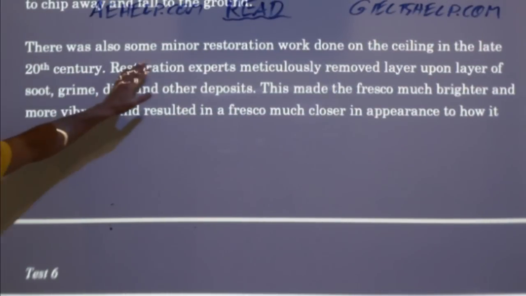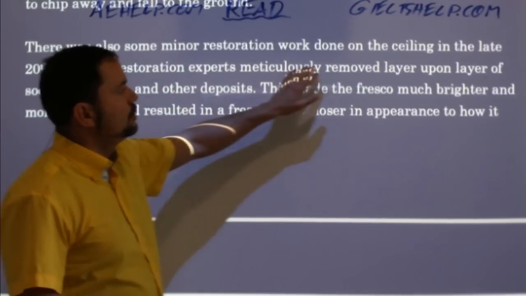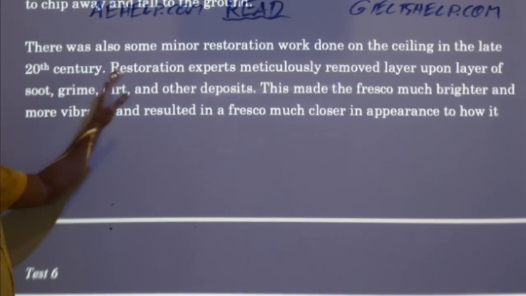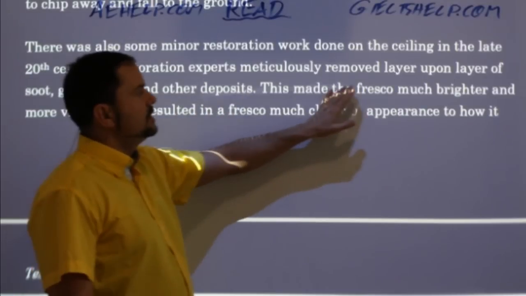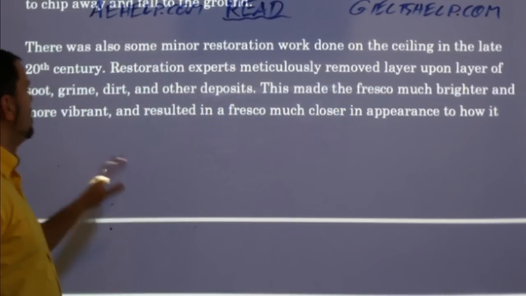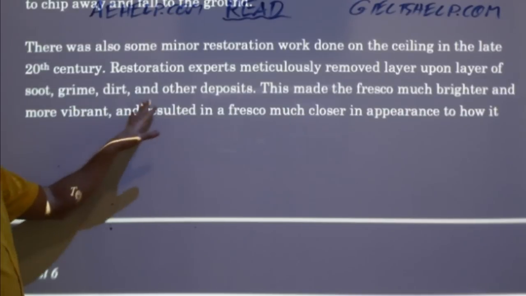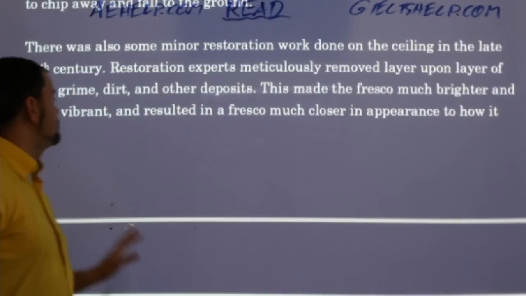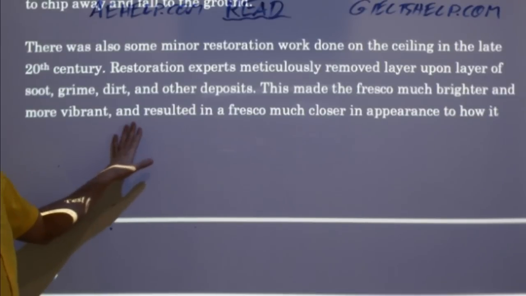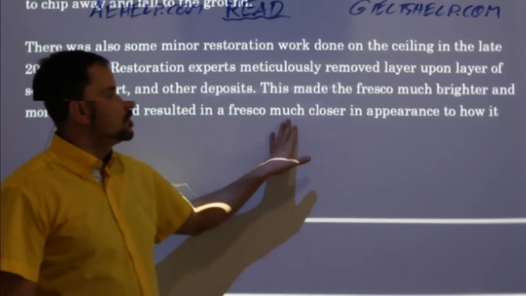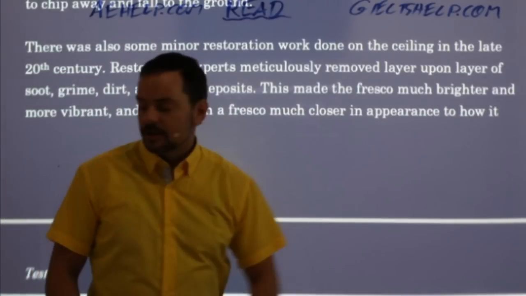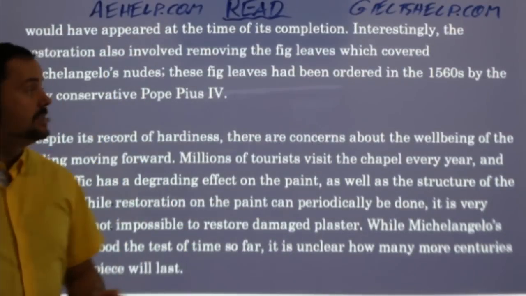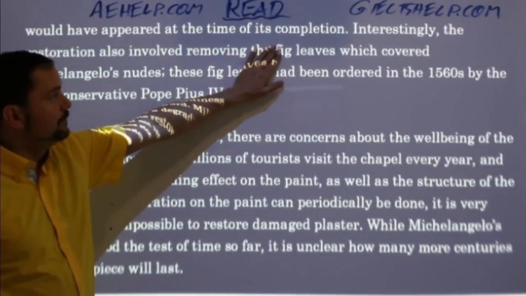There was also some minor restoration work done on the ceiling in the late 20th century. Restoration experts meticulously removed layer upon layer of soot, grime, dirt, and other deposits. This made the fresco much brighter and more vibrant, and resulted in a fresco much closer in appearance to how it would have appeared at the time of its completion.